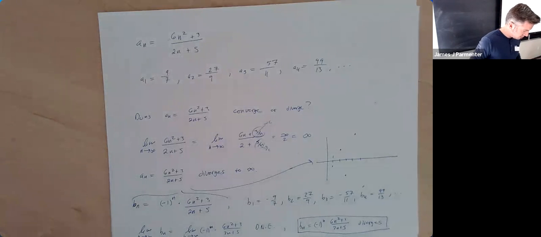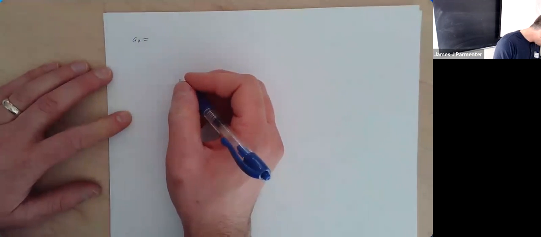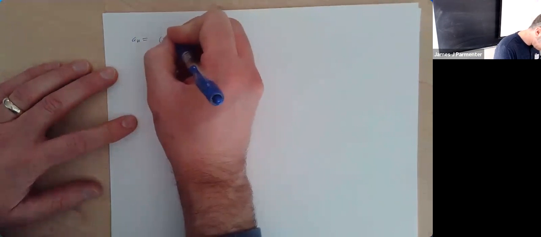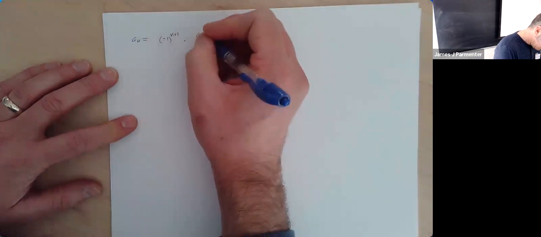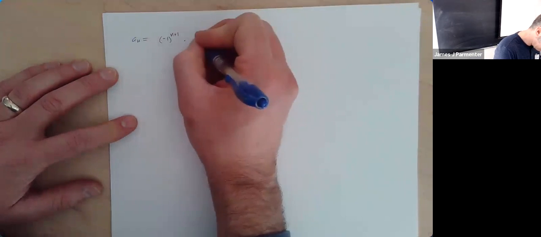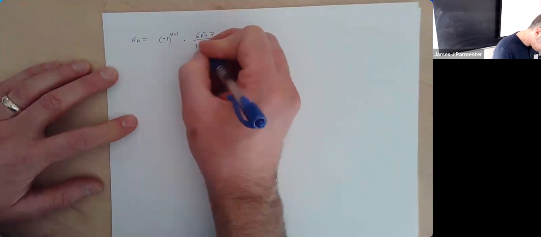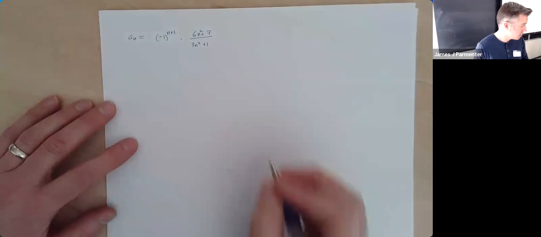Let's look at one more example, one more alternating example. Let's say we'll probably do a few more examples. Let's say we have a sub n equal to -1 to the n plus 1 times 6n squared plus 7 over 3n squared plus 1.